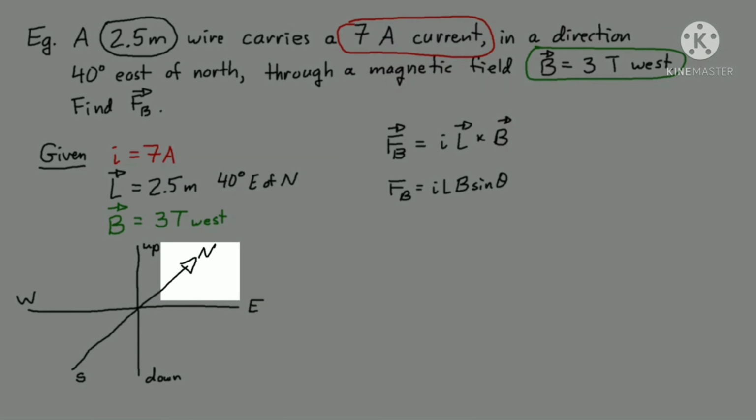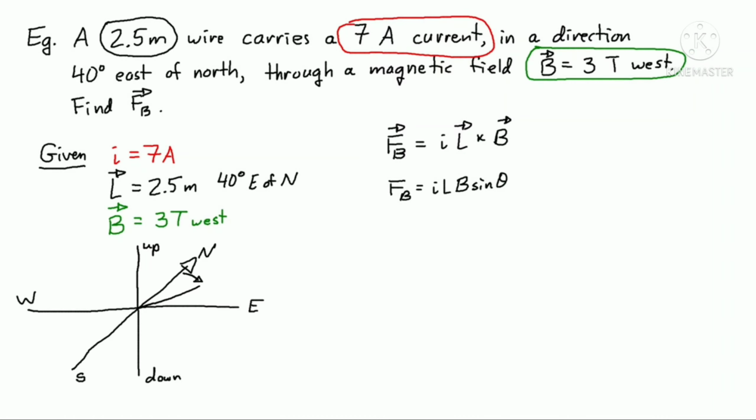L is 2.5 meters, 40 degrees east of north. So that means I start north and then I go 40 degrees towards the east like that. And then I can draw my vector. So the L vector is between north and east, and it's 40 degrees rotated away from the north, which means it would be 50 degrees from the east, because north and east should be 90 degrees apart.